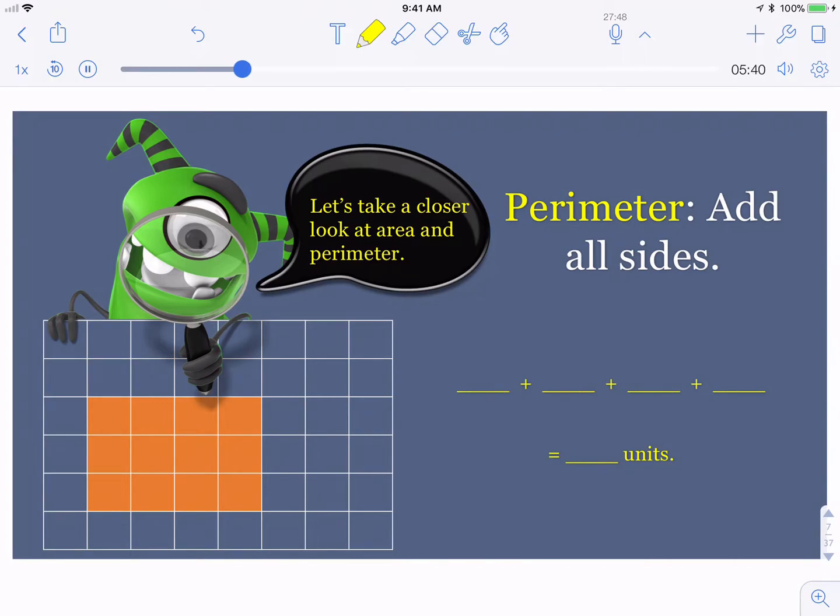Go ahead and pause the video and fill out this slide the way you think it should be filled out. Now, notice there's a lot of plus signs there. Think about the way we found the perimeter in the previous slide, and then think of how you're going to solve this.